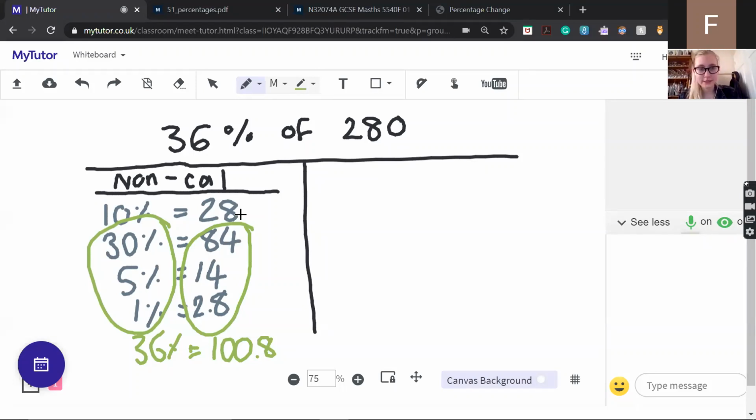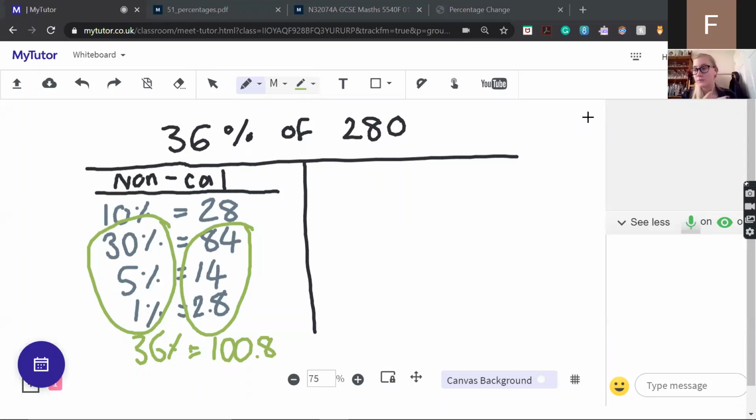84 plus 14 plus 2.8, yeah, 100.8. So that's how we calculate it that way. Hopefully that makes sense. Yeah, brilliant. People were getting that really well. Nice. So now, obviously, that took a few steps.